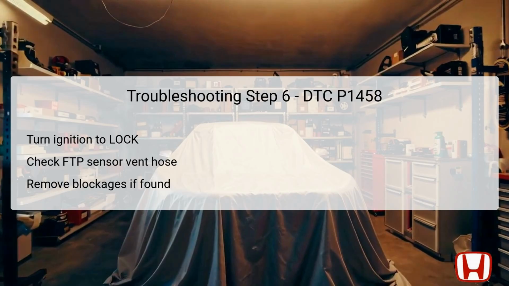In this step, you will check the FTP sensor vent hose, as any blockages could skew its readings. Begin by turning the ignition switch to the lock position. Then, remove the FTP sensor again and ensure the 3P connector is reattached. Switch the ignition back to the on position without starting the engine.